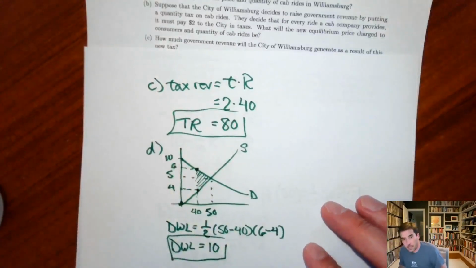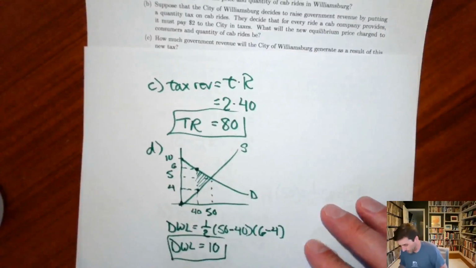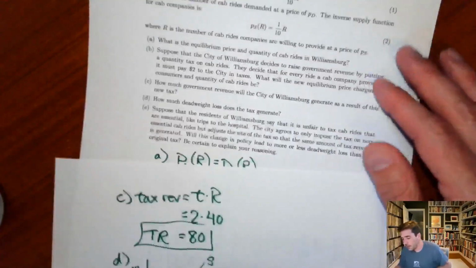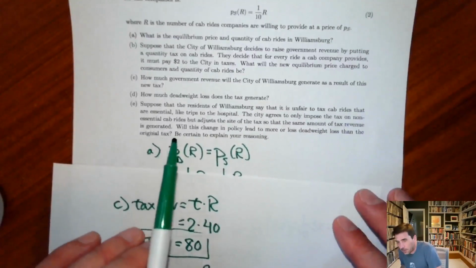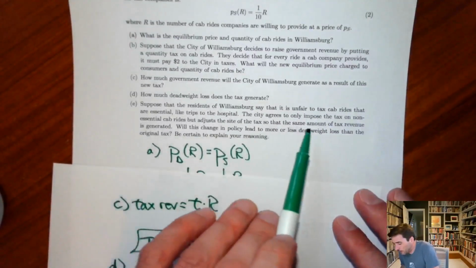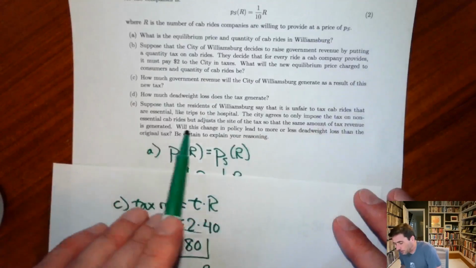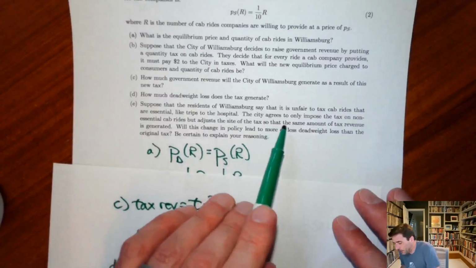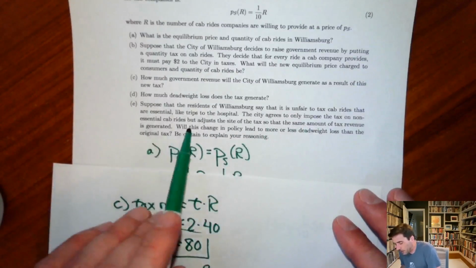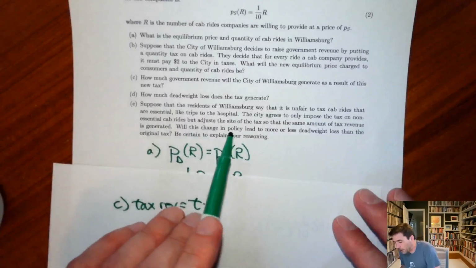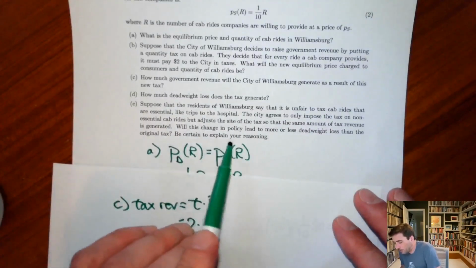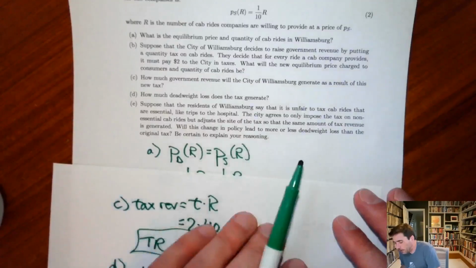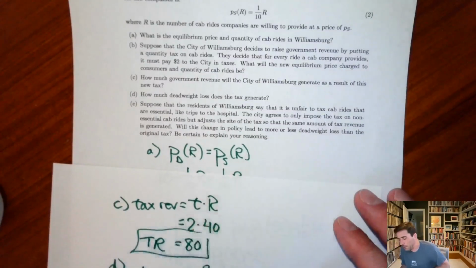All right, so not too bad, but a whole lot easier after I drew the graph myself to know what I was looking for. All right, now we've got one last part here. Suppose that the residents of Williamsburg say that it is unfair to tax cab rides that are essential, like trips to the hospital. The city agrees to only impose the tax on non-essential cab rides, but adjust the size of the tax so that the same amount of tax revenue is generated. Will this change in policy lead to more or less deadweight loss than the original tax? Be certain to explain your reasoning.